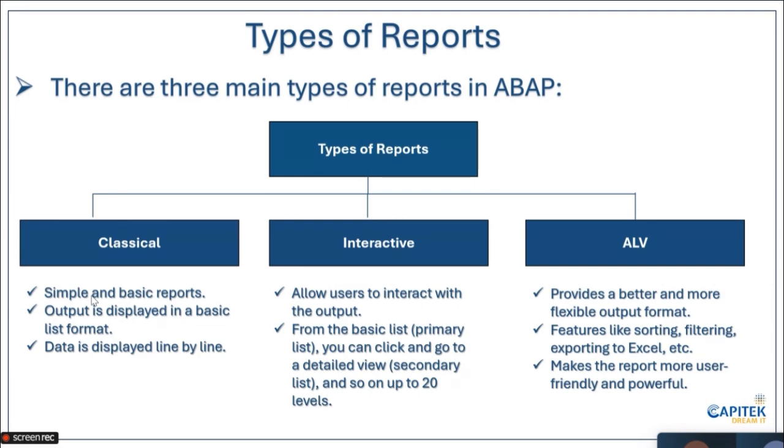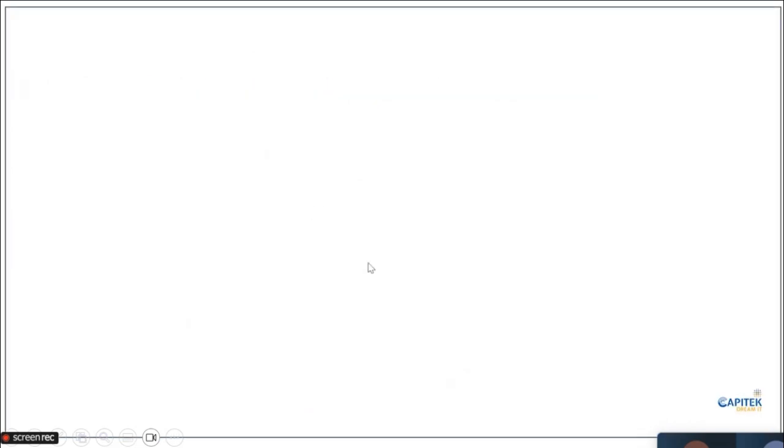And coming to the interactive reports, these reports will give you an option to navigate between the reports. So what do you mean by navigate? Navigate means, for example, you will have one report.